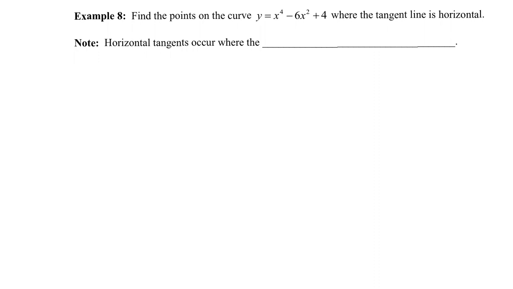Example 8 asks us to find the points on the curve y equals x to the 4th minus 6x squared plus 4 where the tangent line is horizontal. Well, we have to make a little note here.